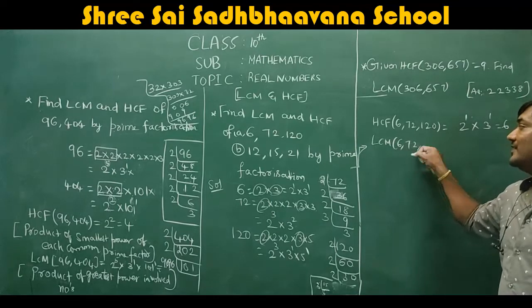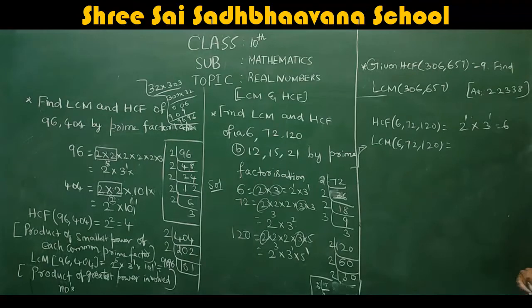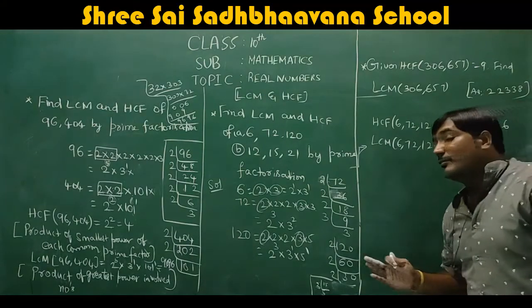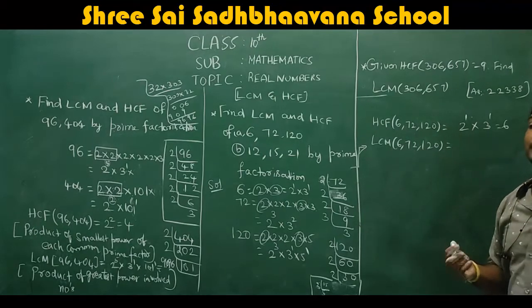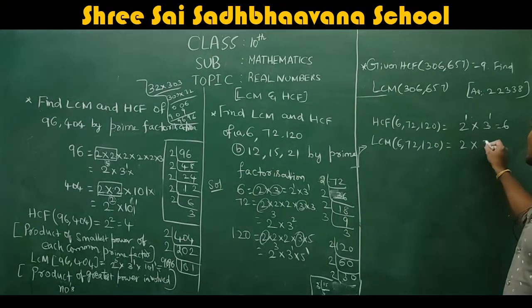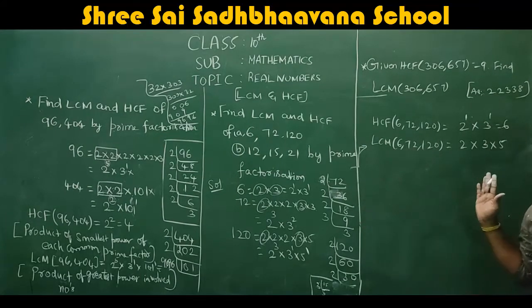Okay. 6, 72, 120. LCM we are finding. So how to find LCM? What I said, same. Don't write only the common numbers, write all the numbers in LCM. Don't repeat, that's all. 2, 3, 5. Write all the 3 numbers first. We have only those 3 numbers, 2, 3 and 5 written.